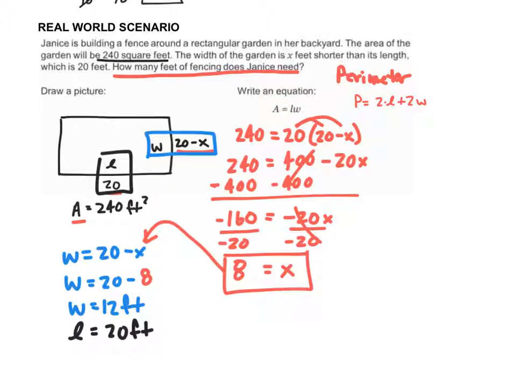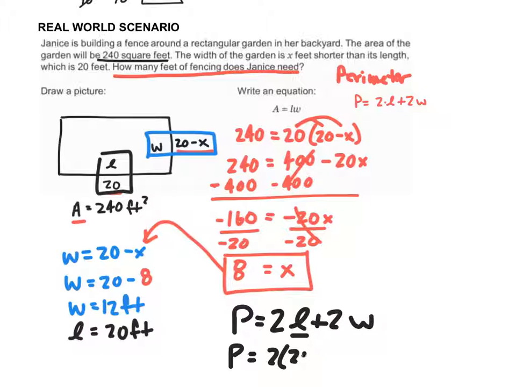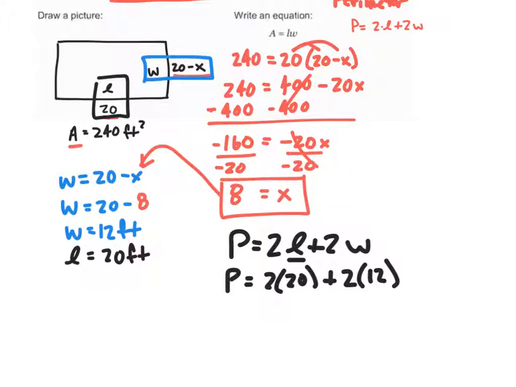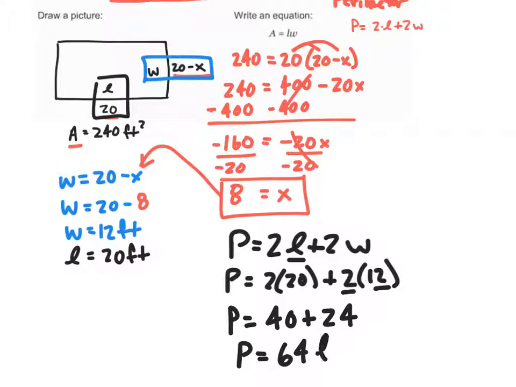How many feet of fencing does Janice need? And so my perimeter, let's plug that in down here, 2L plus 2W. So I'm going to plug in my value for L, which is 20 feet. So P is equal to 2 times 20, and then plus 2 times W, which is 12. So 2 times 20 is going to give me 40. So perimeter is going to be 40 plus 2 times 12, which is 24. So my perimeter that we're going to use is going to be 64 feet.